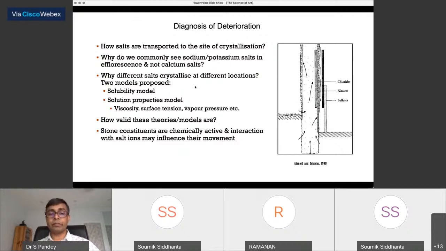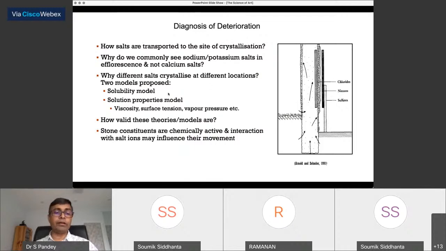And that has been studied in Europe for more than 30, 40 years, and people proposed different models. One model said that all these salts have different solubilities, and depending on their solubilities, the salts crystallize at different locations. So if a solution is climbing up in the capillary, and the evaporation is constantly taking place, once a particular salt reaches its saturation level, it crystallizes out, and the others continue moving, and therefore you only see the lighter salts like sodium chloride, sodium nitrate out here. But this is not the case.